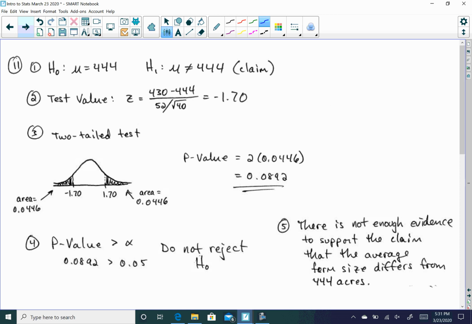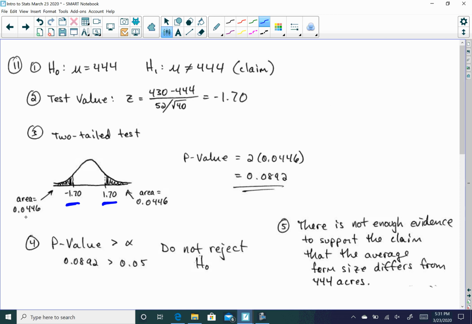All right, so here the claim was the alternative hypothesis. Because of the question, can it be concluded that the average farm in Oregon differs from the national mean, so it's something different. We don't know if it's greater than or less than. Again, we find our test value. It is a two-tailed test, so I'm putting a negative 170 to the left of the mean and a positive 170 to the right.